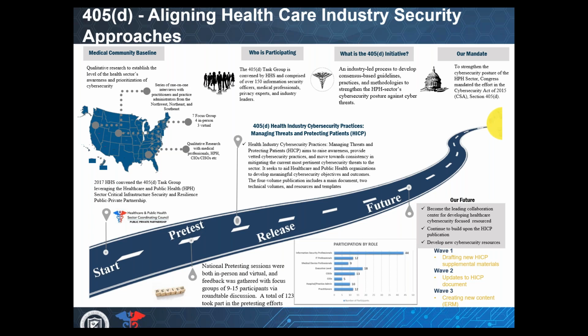Starting on the left side in 2017, HHS convened the task group, leveraging the healthcare and public health sector critical infrastructure security and resilience public-private partnership. Again, you'll see a lot of these federal organizations popping up here because it really is a large-scale federal and private effort to get everyone in the same conversation.